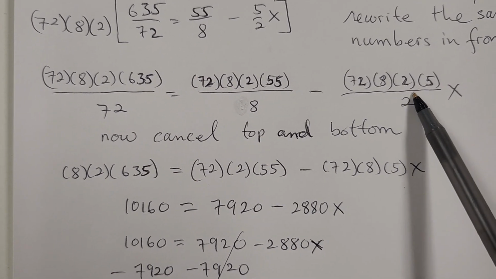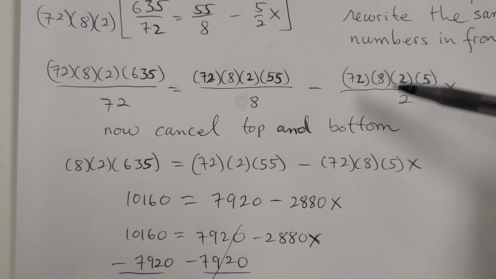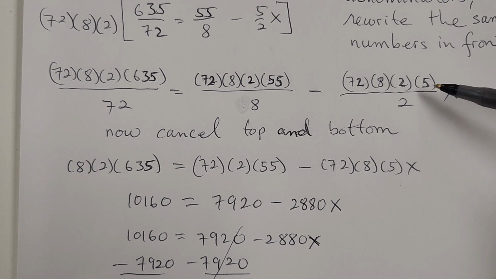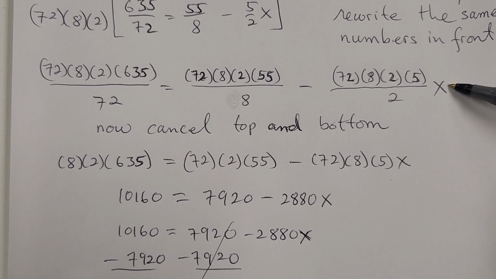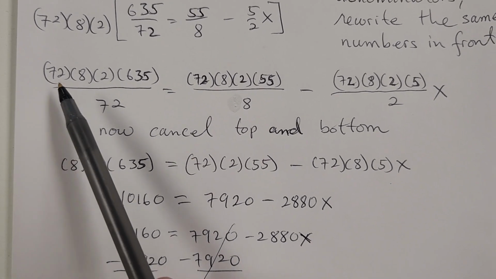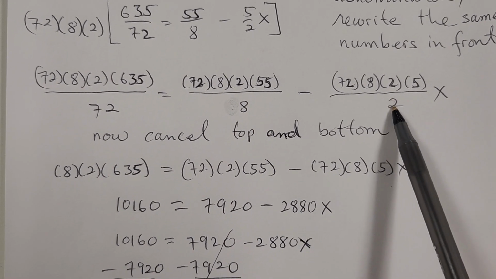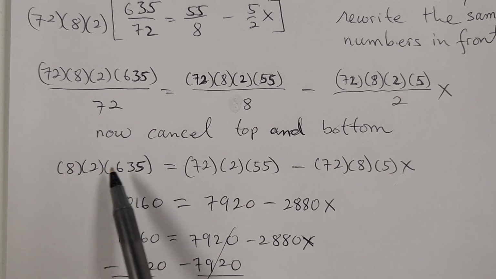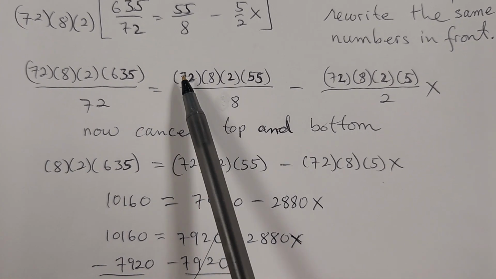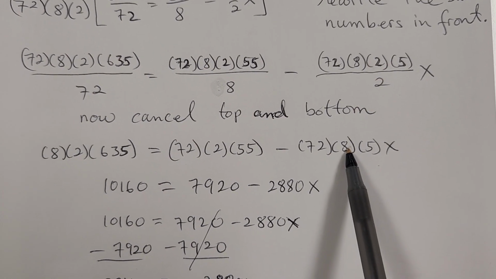Next term, same thing. This 2 and this 2 cancel out. You just have 72, 8, 5, and the X, which is here. So one more time, just cancel the 72, cancel the 8, cancel the 2. Whatever is left, put it here.